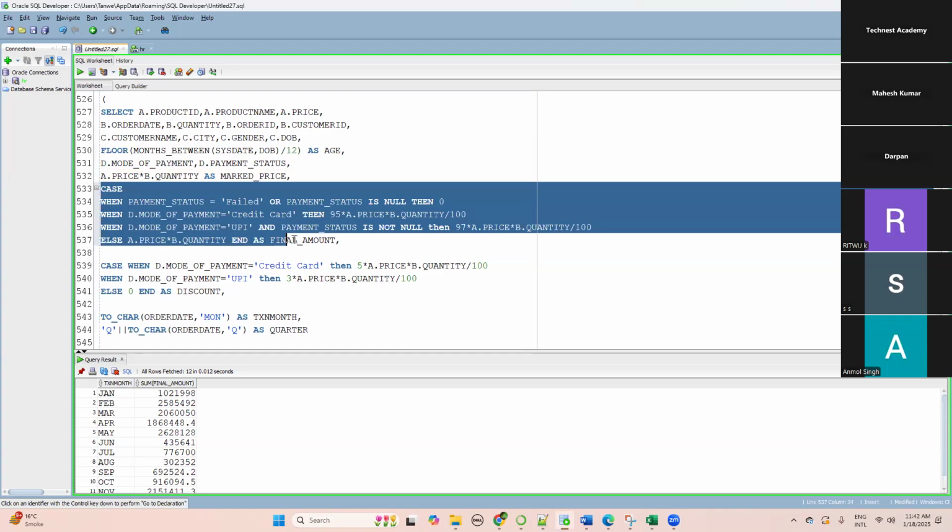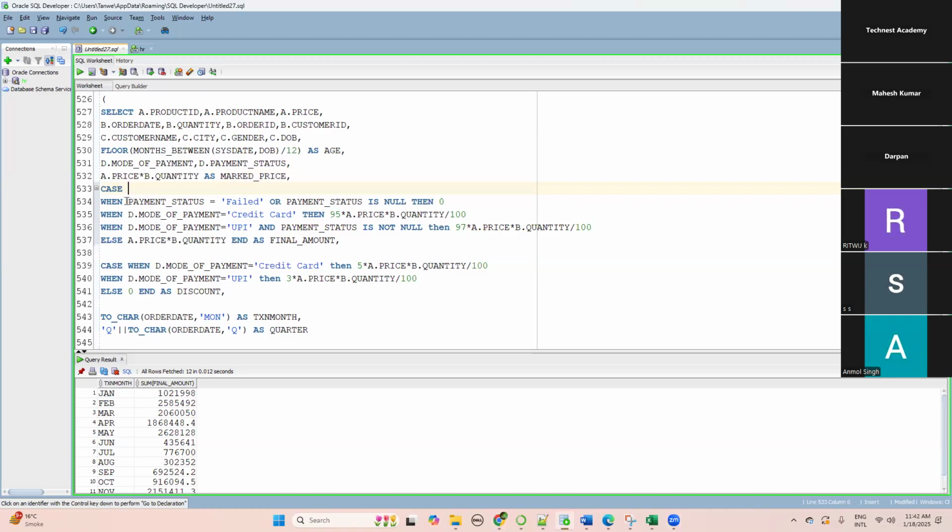Now, see, there are different scenarios here. If payment status is equal to failed or payment status is null, then the final amount will be 0. Or if the mode of payment is credit card, then the final amount will be multiplied by 95. Why am I multiplying by 95? Because we are assuming that if you're paying using a credit card, you'll be getting a 5% discount. So that is why I'm multiplying with 95. Is this step clear? Line number 535.